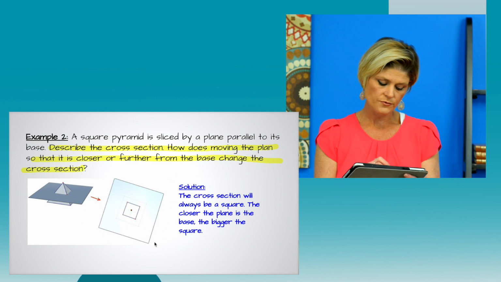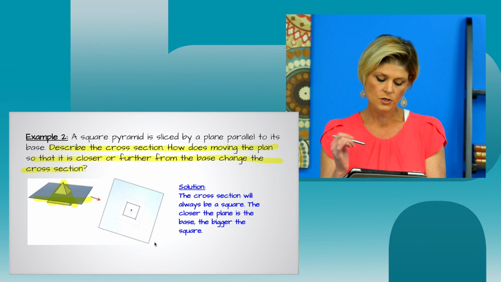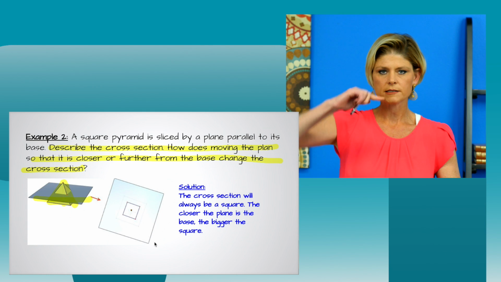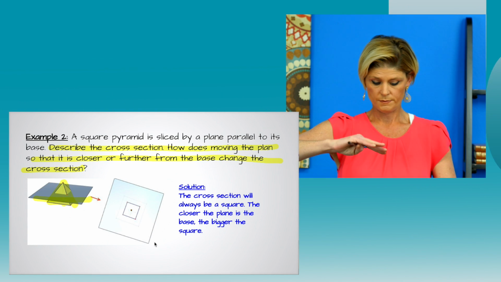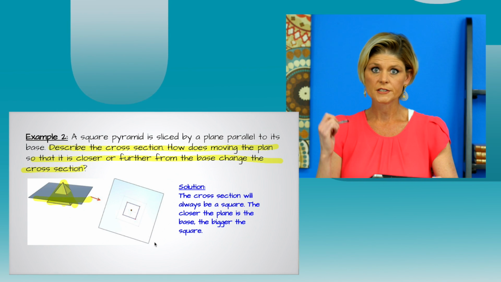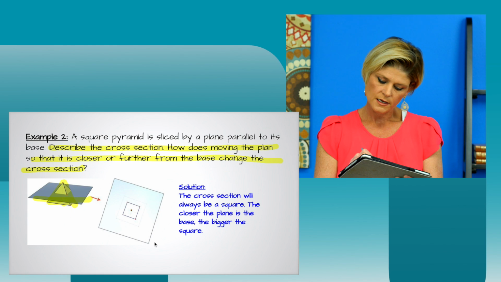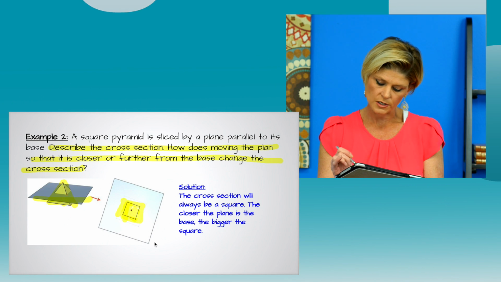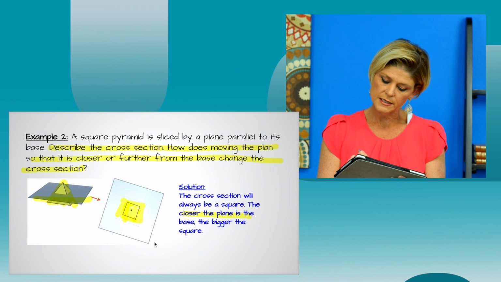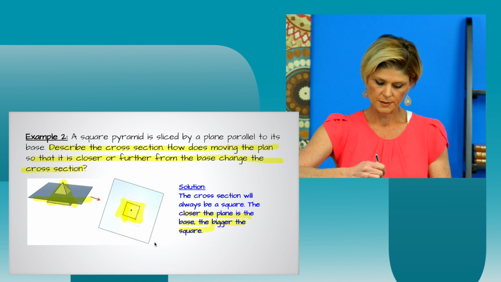So imagine we've got our pyramid here, and we slice it across. What the question's basically asking you is, what's the difference if you slice it at the very top versus at the very bottom? Still parallel. Well, the difference would be, if you can kind of visualize it, the size of the square in the cross-section. Basically, the closer the plane is to the base, the bigger the square is going to be as you move down the pyramid.